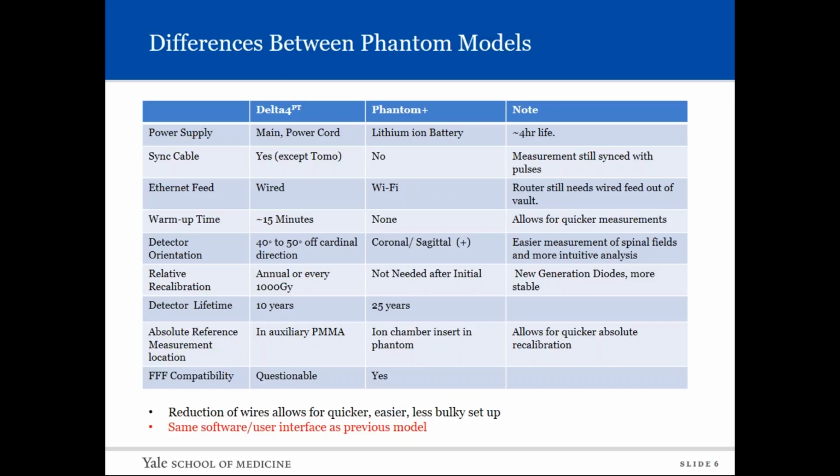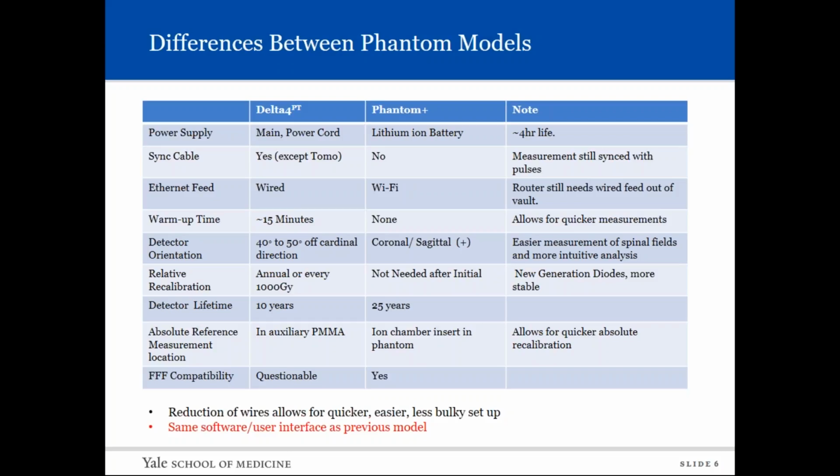An additional time saving is when setting up, you don't have to let the electrometer or detectors equilibrate anymore. They're ready to go as soon as they're plugged in. And that step by itself saves about 15 minutes of time.